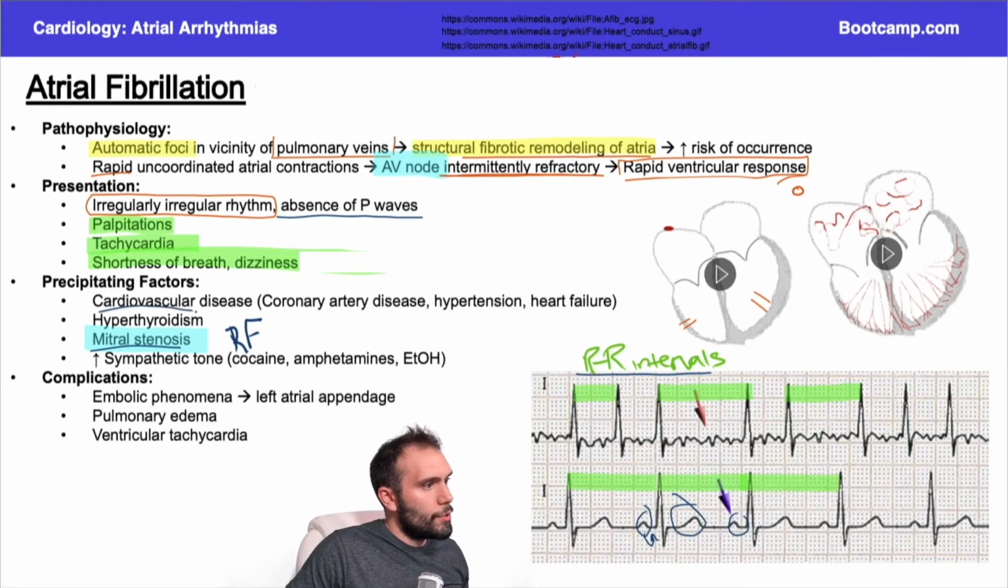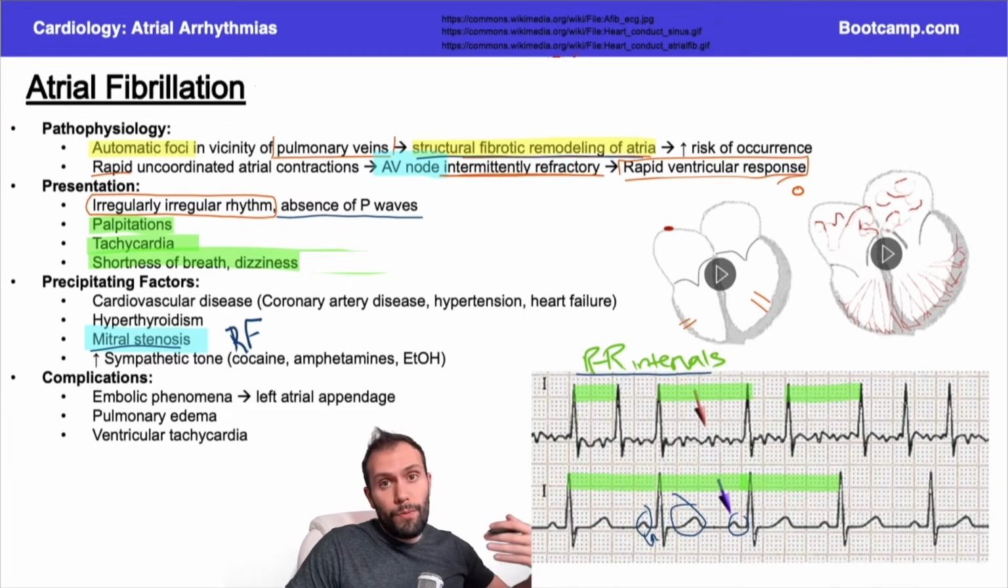So cardiovascular disease in general, patients that have coronary artery disease, heart failure, hypertension, and it's the same concept, right? If you have coronary artery disease, if you have heart failure, there's remodeling of the heart. When there's structural remodeling of the heart, especially some fibrosis or dilation of certain chambers of the heart, that predisposes the left atrium in particular to atrial fibrillation.